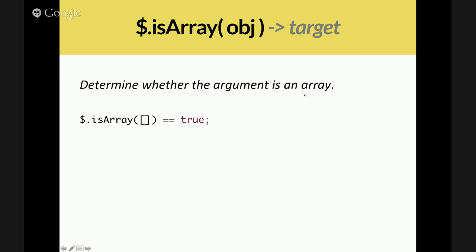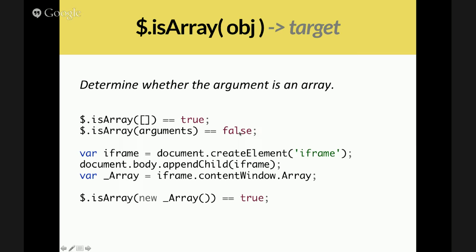And we want to write something that will return true if we pass it something that is an array, only an array, so not something that's array-like. The arguments object is not a true array, it's array-like, so this should return false. And even if we created an iframe and stole its array, and we created an instance of one of those, we're still going to get true back from $isArray.